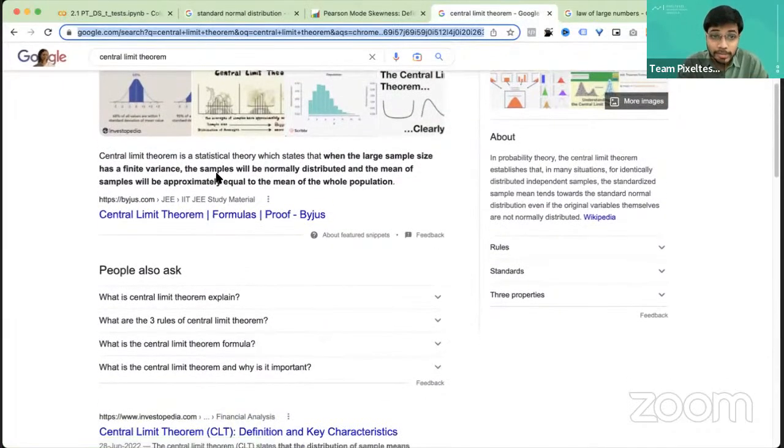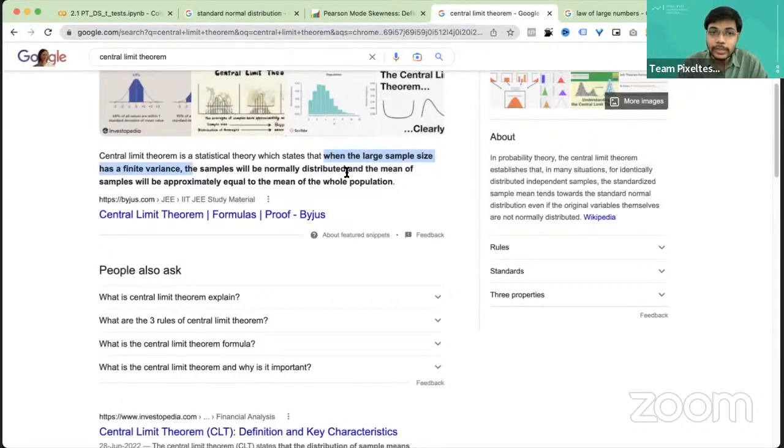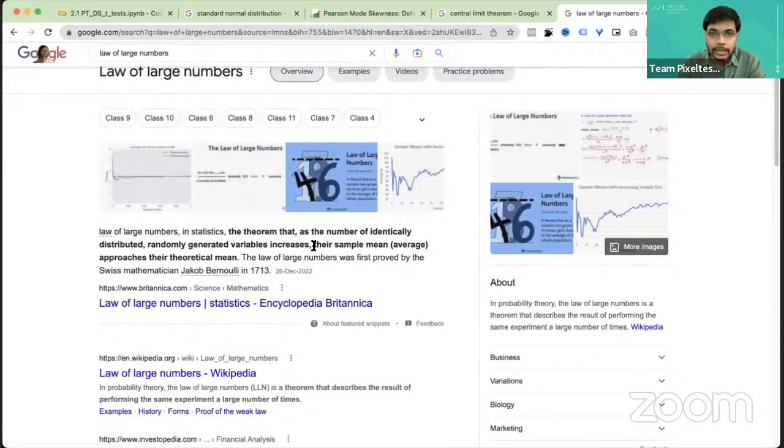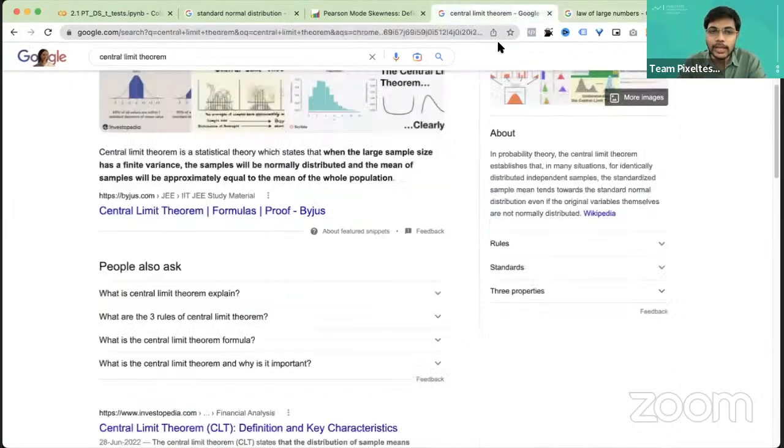What the central limit theorem says is, with a large sample size, the samples will be normally distributed, and the mean of the sample will be approximately equal to the mean of the whole population, right? There is a very slight difference. What the law of large numbers is saying is that the average will approach the actual mean. Here what we are saying is that the means of all the distributed samples will be normally distributed, right?